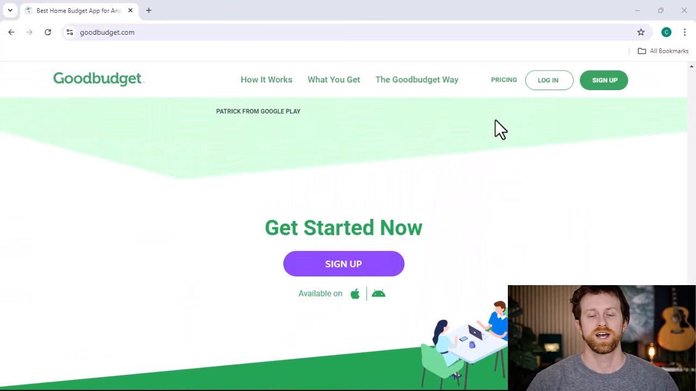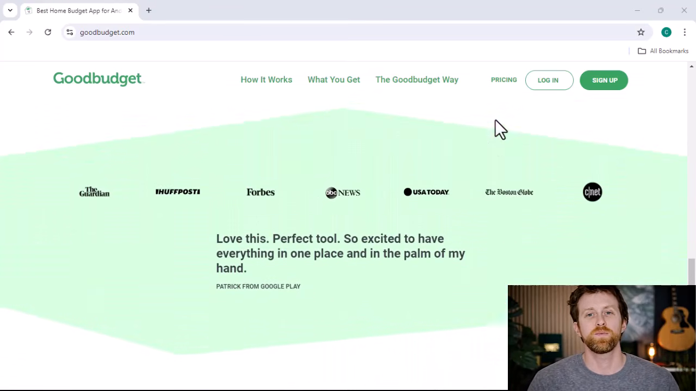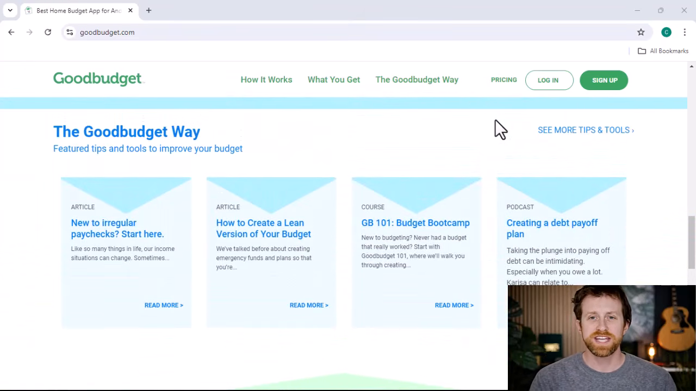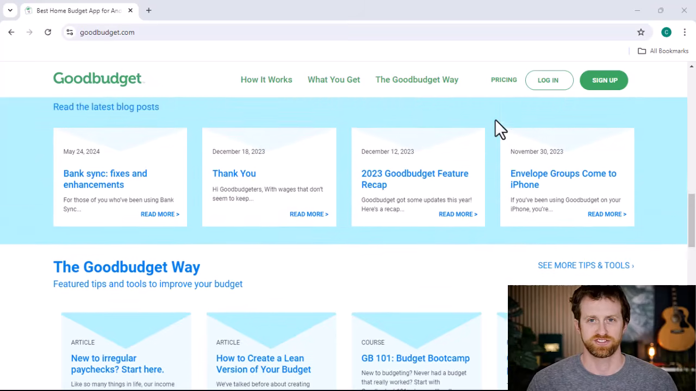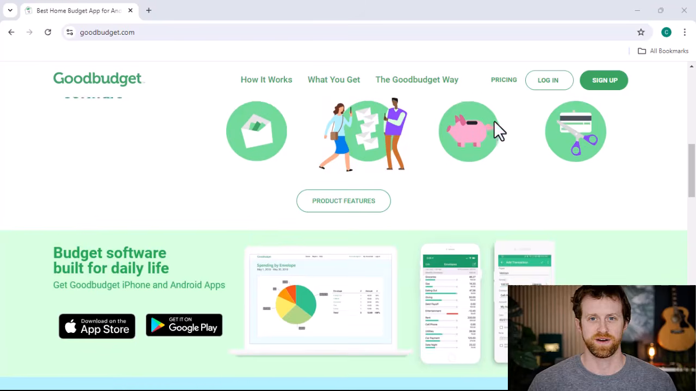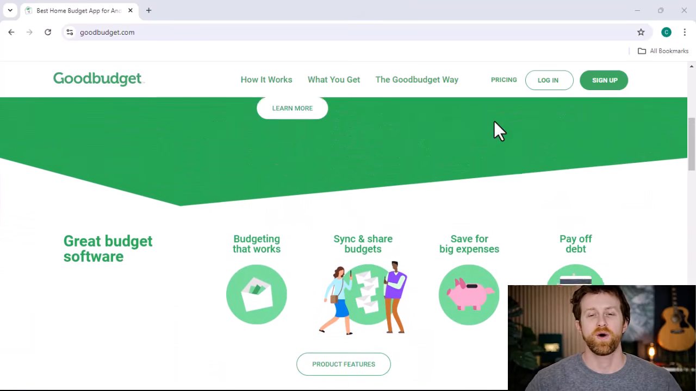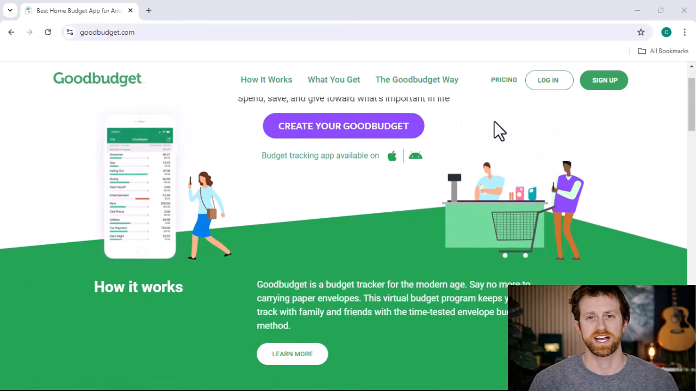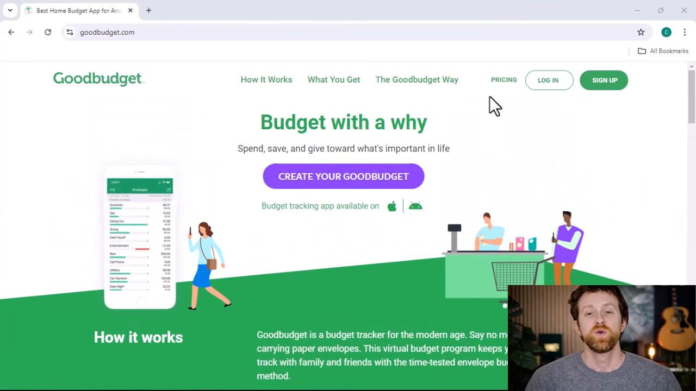If an envelope runs out of money, you cannot safely spend more in that category unless you consciously choose to move funds over from another envelope. For regular monthly bills and irregular expenses like annual subscriptions or car insurance, Goodbudget allows you to set up specific envelopes to save money gradually over time. This prevents unexpected costs from disrupting your monthly cash flow.